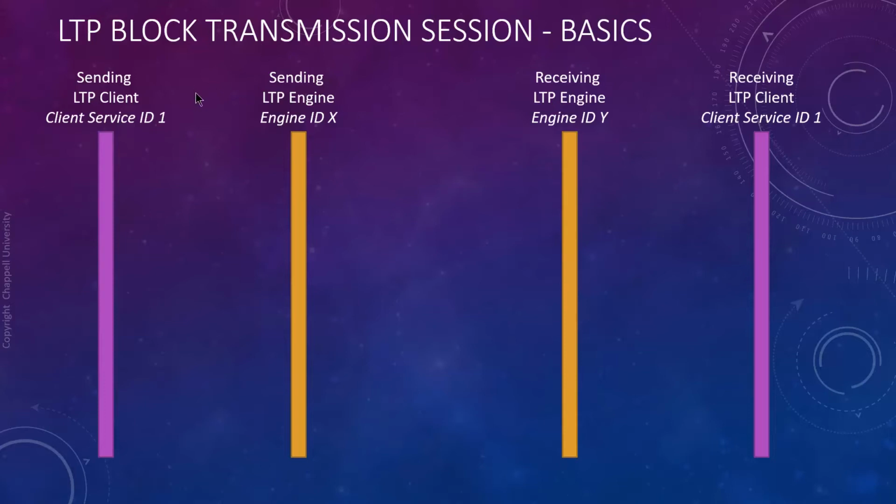On the left-hand side, I have my command station down on Earth, my control console with the LTP client and the engine running. And then up on the International Space Station, I have the LTP engine with the LTP client, the application software basically. A block will be sent from the application to the engine, and each one of these blocks is numbered. And you'll see this inside of the LTP header.